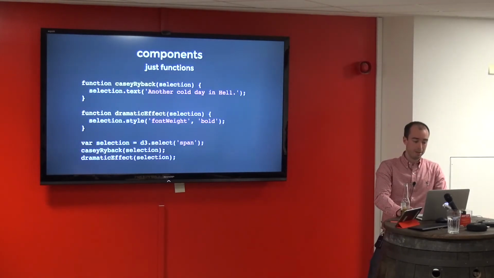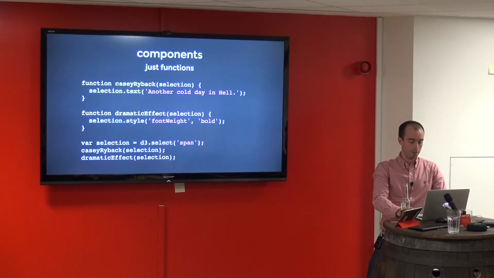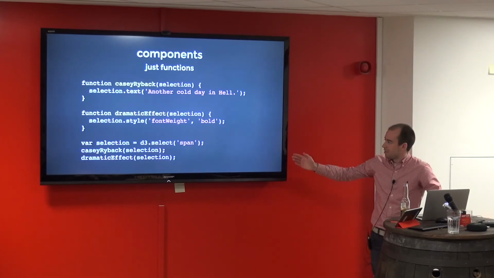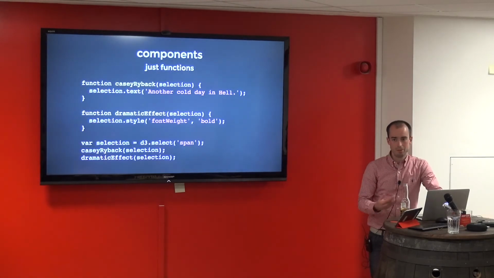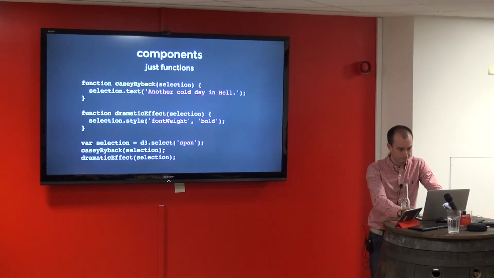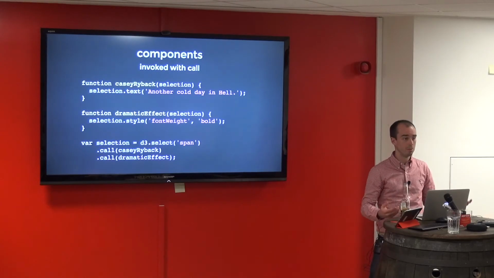So again, going back to that tortured Under Siege reference, these are quotes from Casey Ryback, and also a component to add dramatic effect, so make the font weight bold. The problem with just using functions is that you end up with something that doesn't look very D3. D3 has that fluent syntax. You want a way of continuing that fluent syntax. So how do you do that? Well, you use call instead. So all that's changed is the way we've invoked it at the bottom, and everything else is exactly the same.